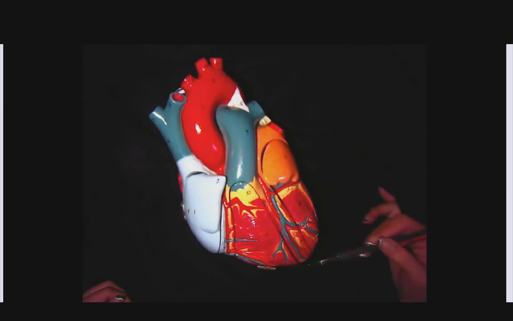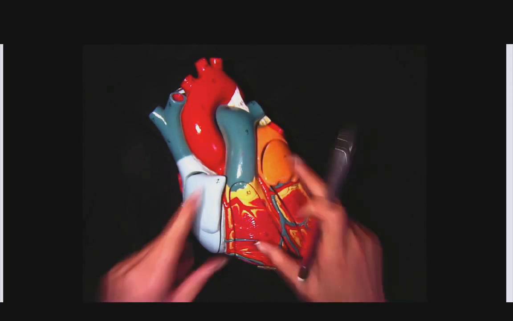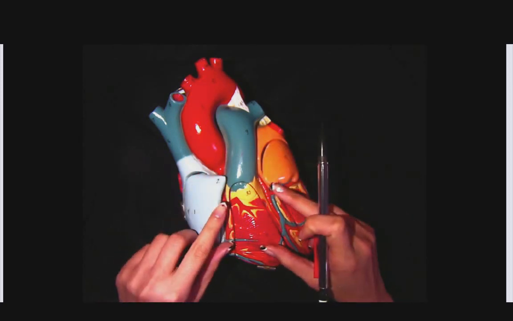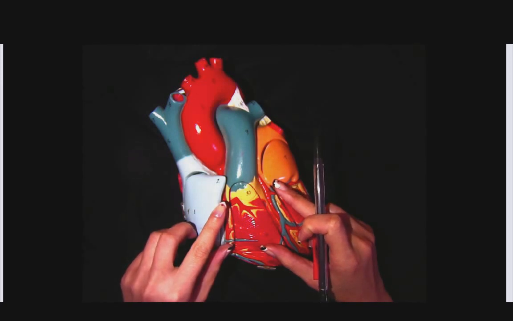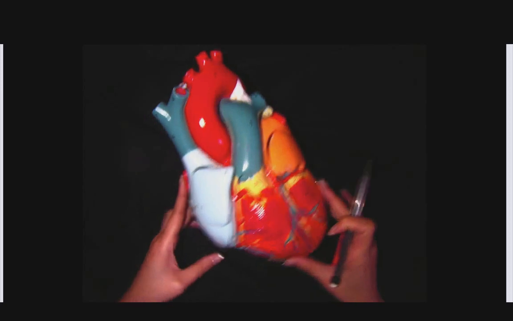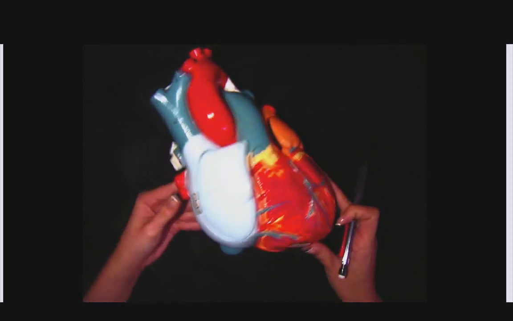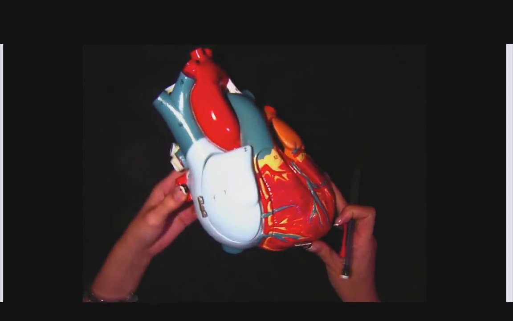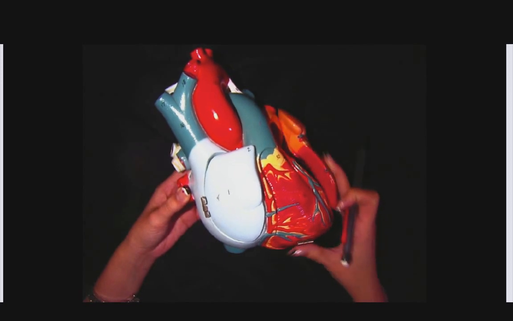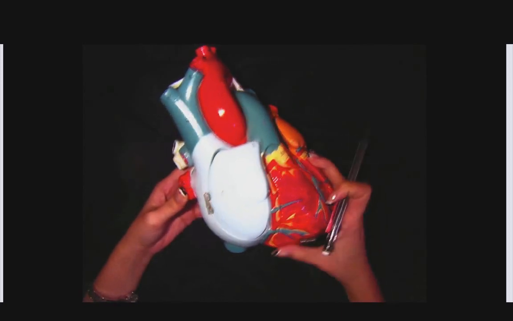For example, here, go ahead and name the blunt end of the heart. Apex. The two flaps: auricles. And we're going to go in the general order in which deoxygenated blood would flow and then oxygenated blood would flow.